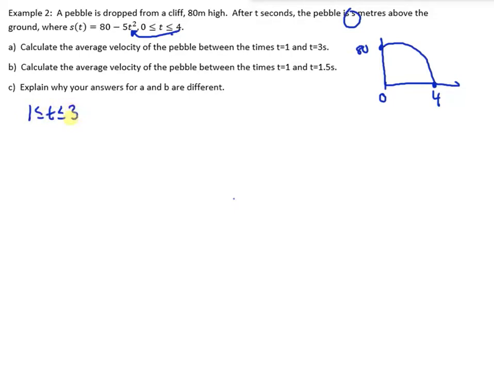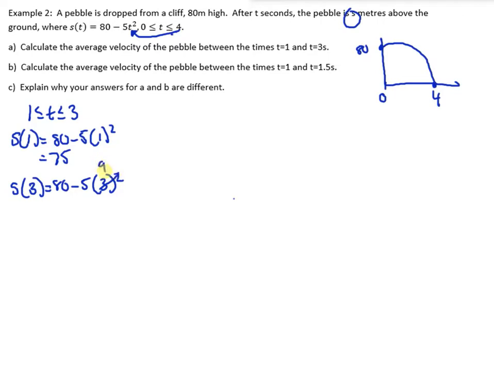So this is going to be our domain for the first velocity. Okay, so s at 1, ways to figure that out is 80 minus 5. So 75. And then let's do s at 3. 80 minus 5 times 3 squared, that's 9. 5 times 9 is 45, so we get 35. Okay, so we have 2 points. We have 1 comma 75 and we have 3 comma 40.